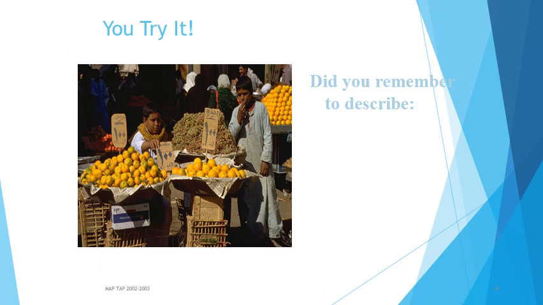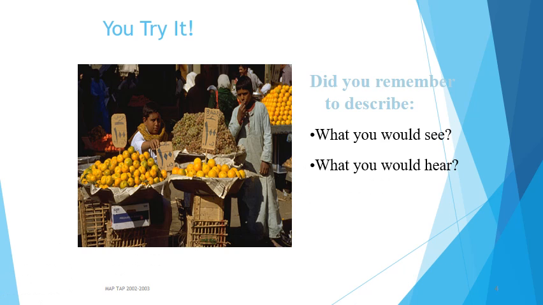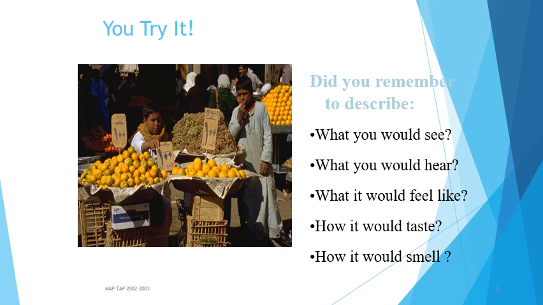All right. Did you remember to describe what you would see, what you would hear, what it would feel like, how it would taste, how it would smell? Those are the types of things that you need to do when you're looking at qualitative information.